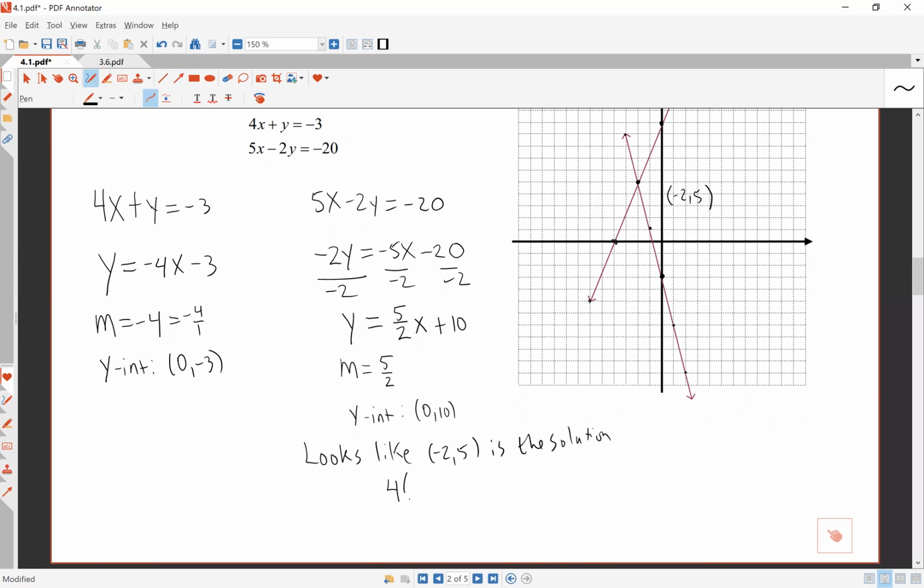The first equation: 4 times negative 2, plus 5, is negative 8 plus 5, which is negative 3. That works. Second one: 5 times negative 2 is negative 10, minus 2 times 5. That's negative 10 minus 10, which is negative 20. Works in the second equation. So now I can be confident that negative 2 comma 5 is the solution.